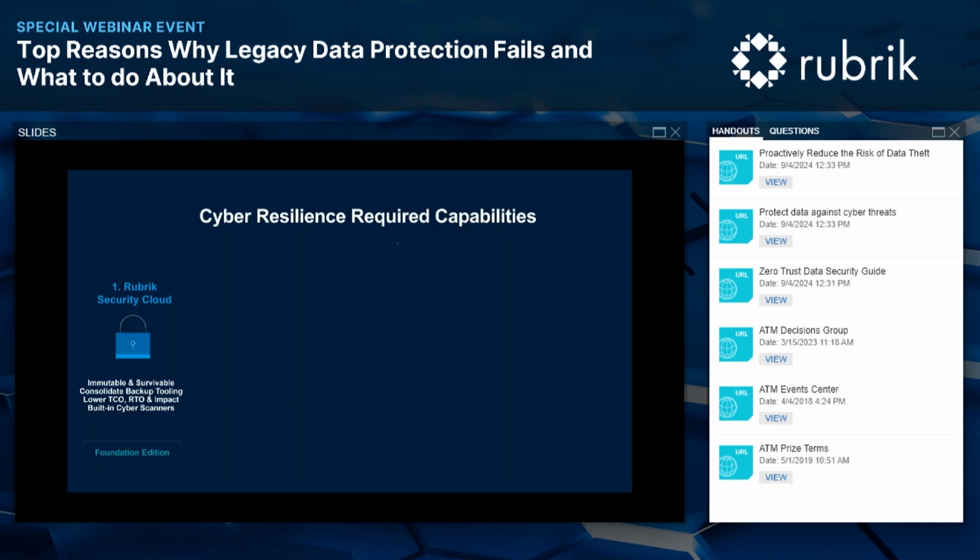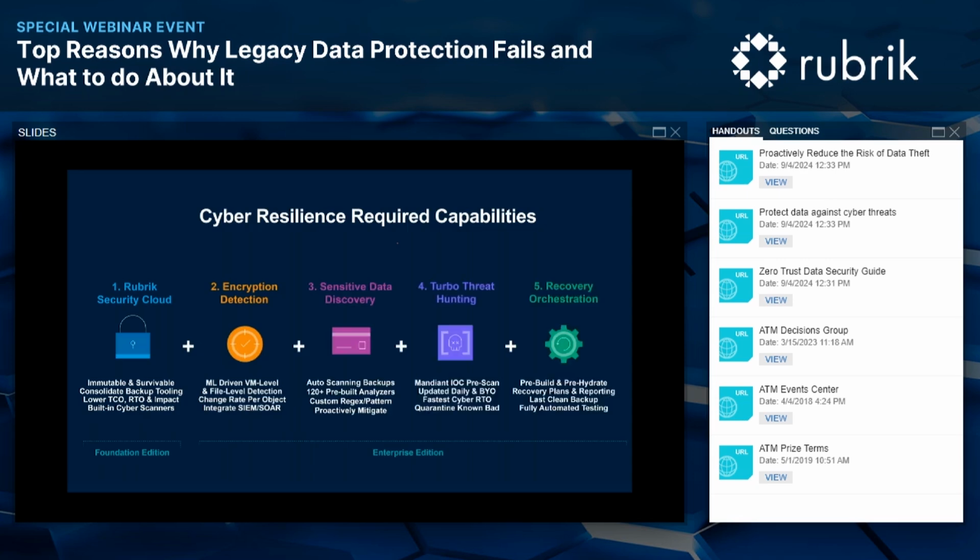But built in to all the Rubrik software, whether it's on premises or cloud, will also give the ability at any point to then upgrade to our Enterprise Edition, and then we're going to layer on everything else that we do in terms of speeding up your recovery from a cyber attack.